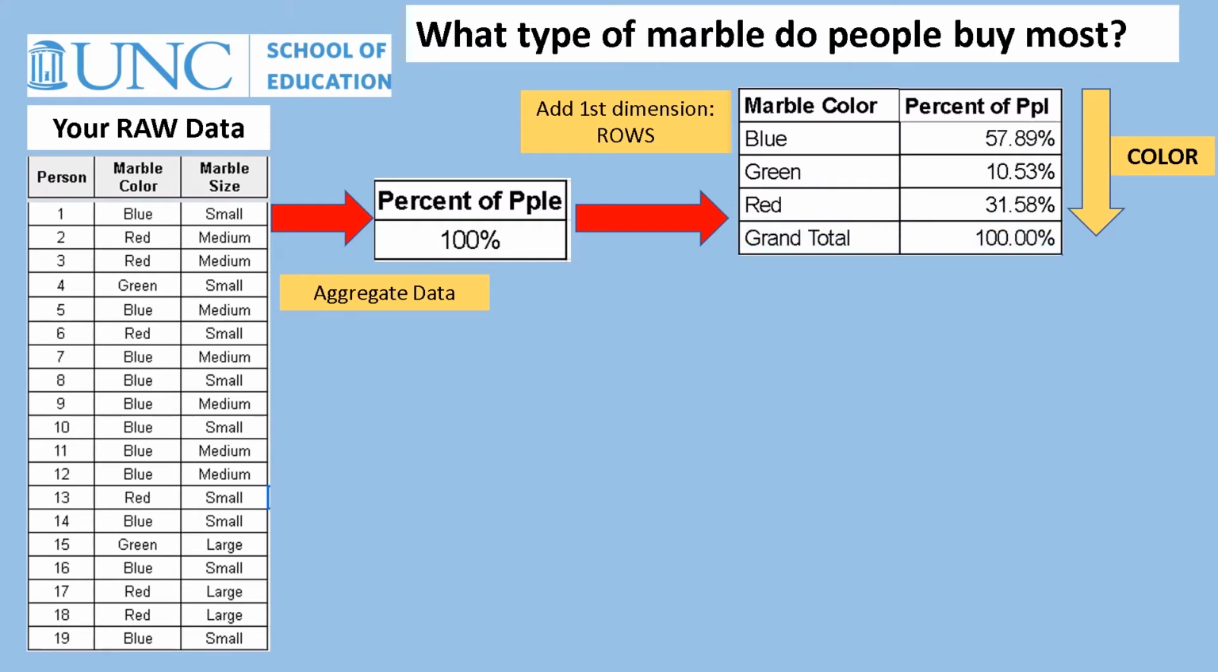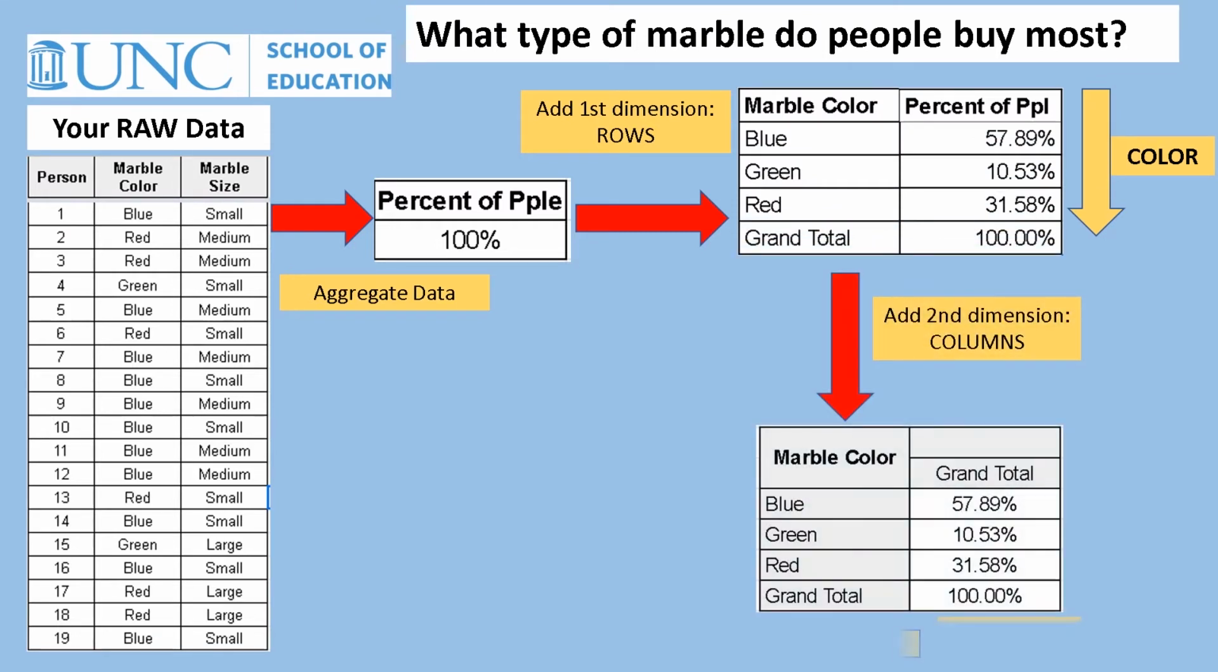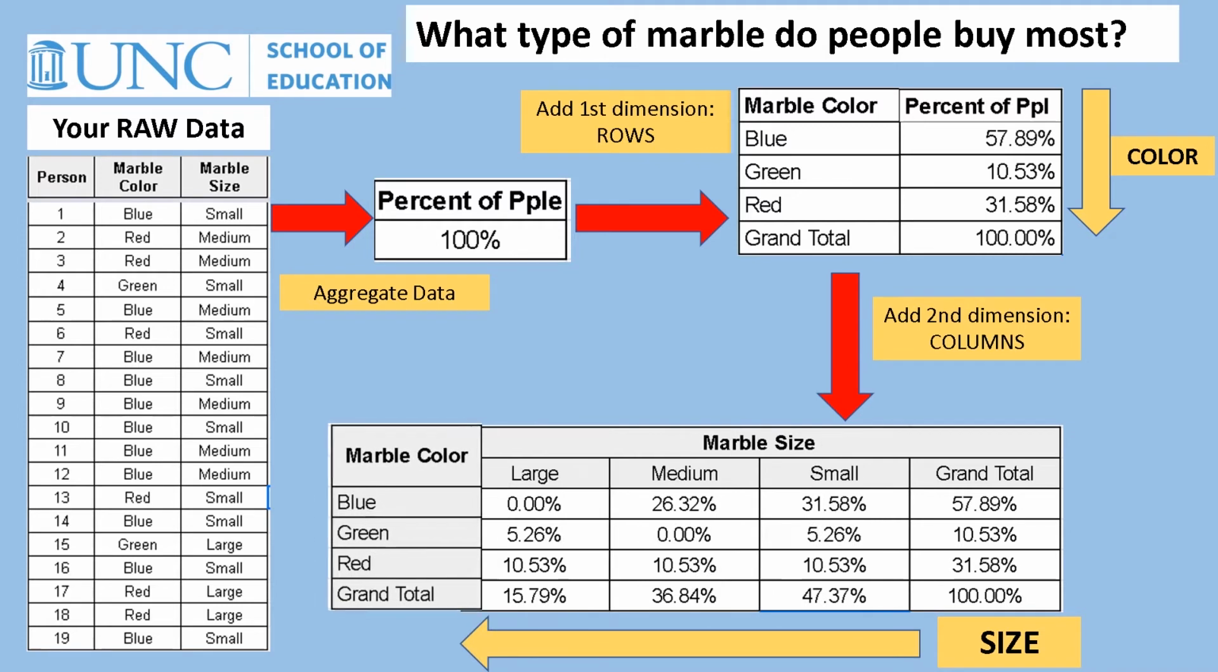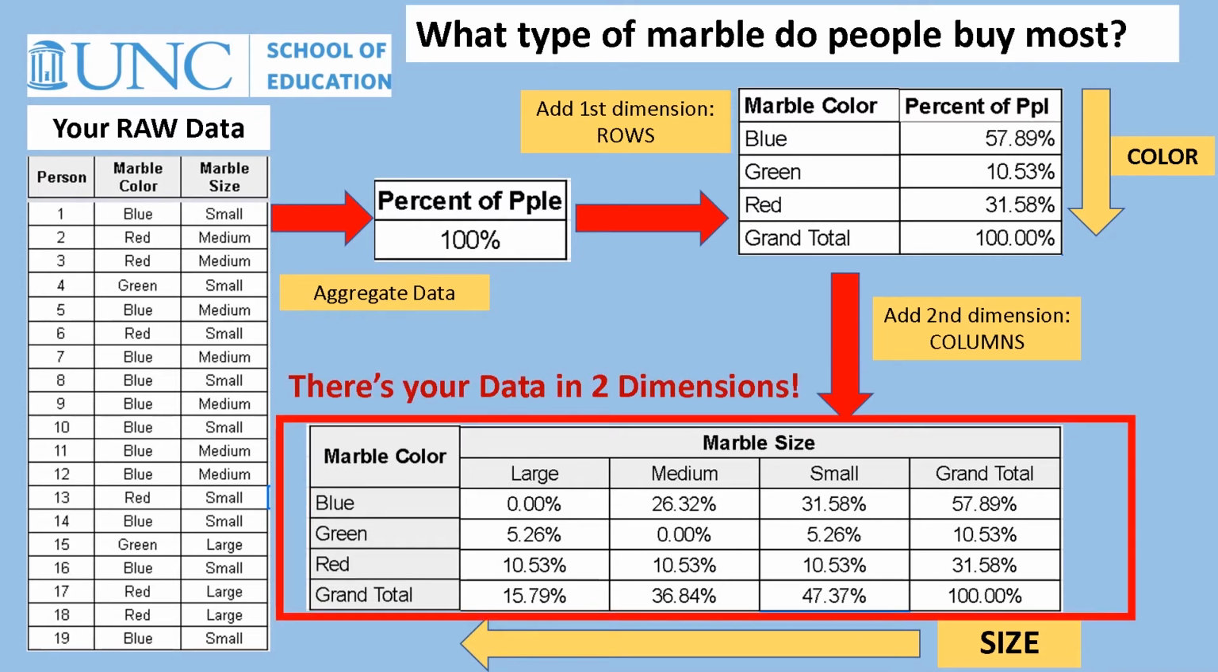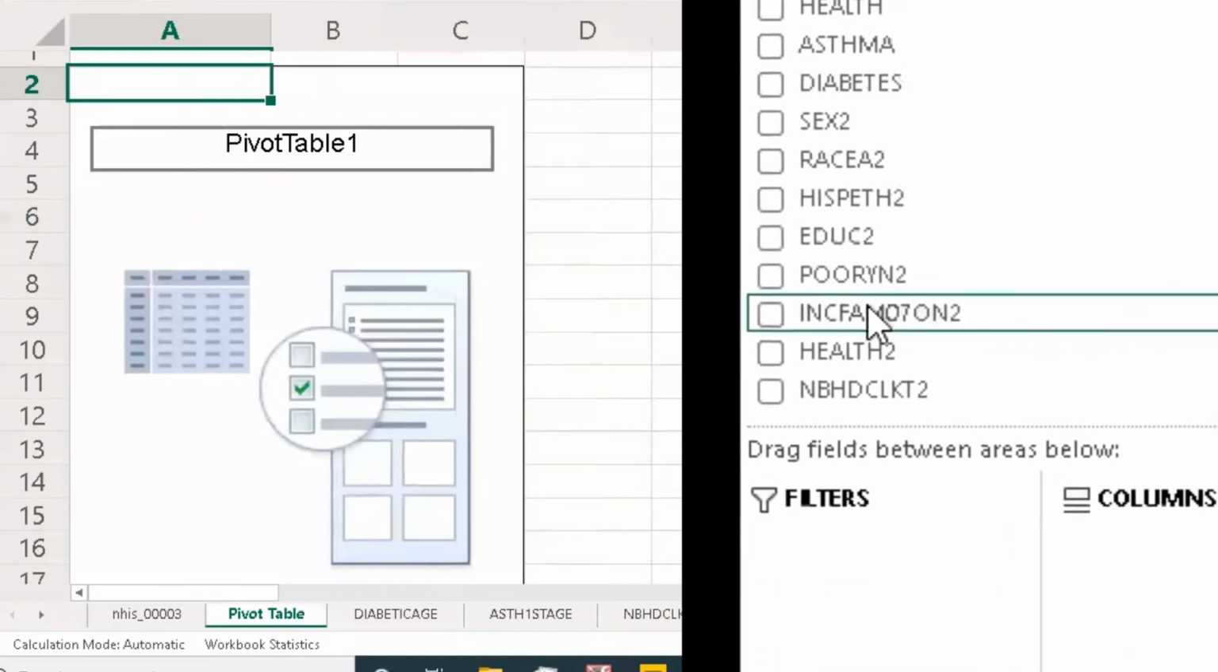Now let's add our second dimension, size. We see the percentage of people that have bought a marble by two dimensions, color and size. Now I can see that the marble most bought was the small blue marble with 31.58% of people buying it. Now I can select my rows and columns.